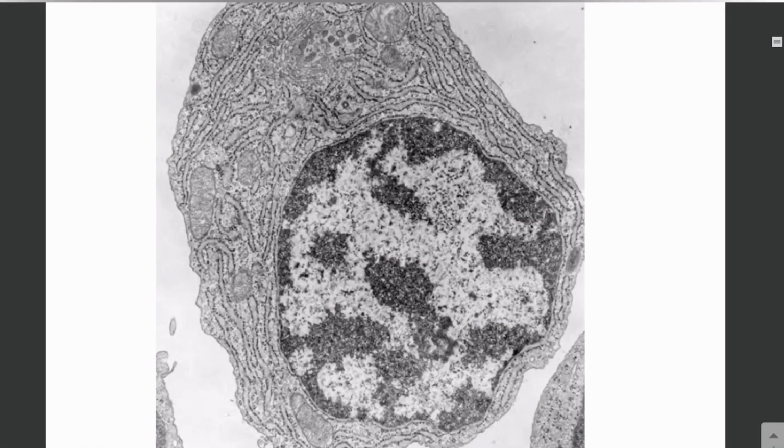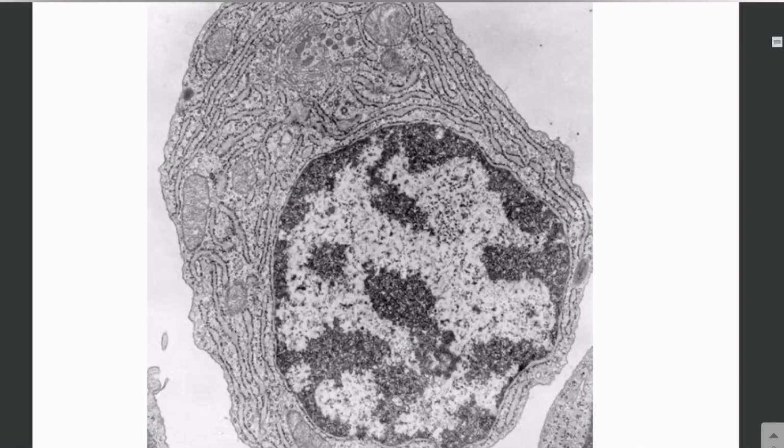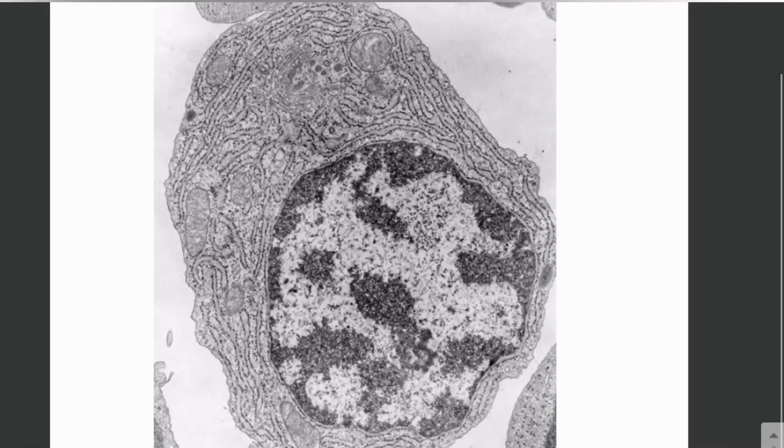So this is the picture of an animal cell taken from an electron microscope in front of us, and in this picture, it's very difficult to identify different cell structures. So I will give you some tips and tricks to identify different cell structures when you see an electron micrograph of an animal cell.